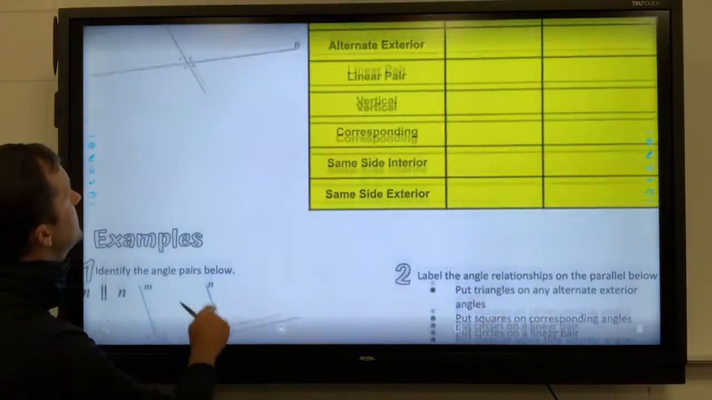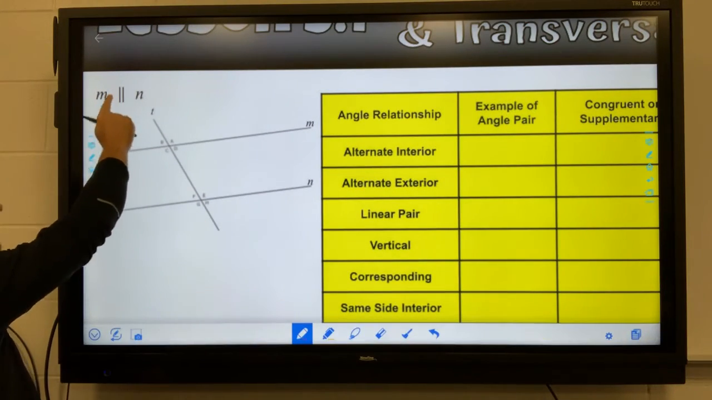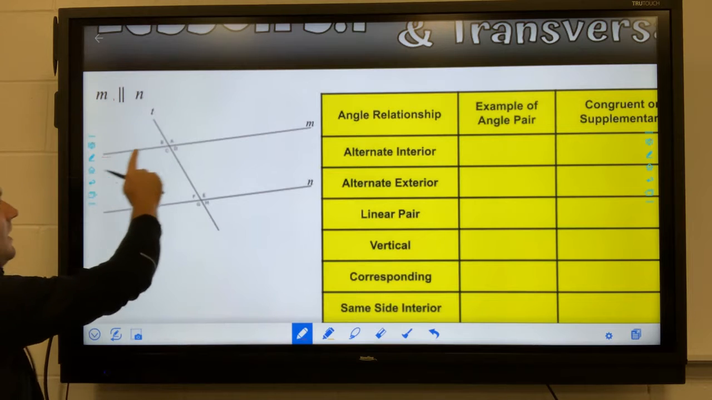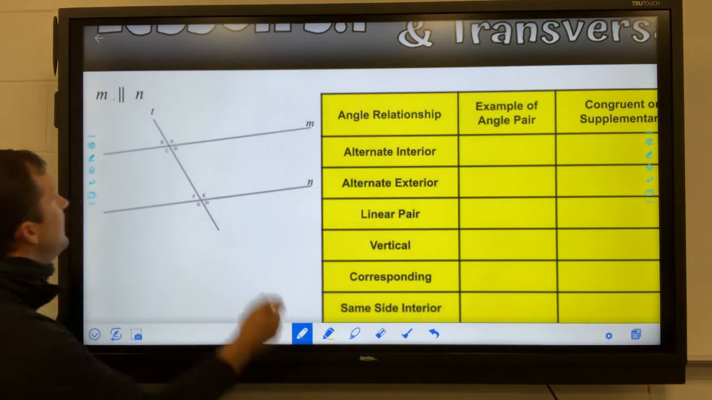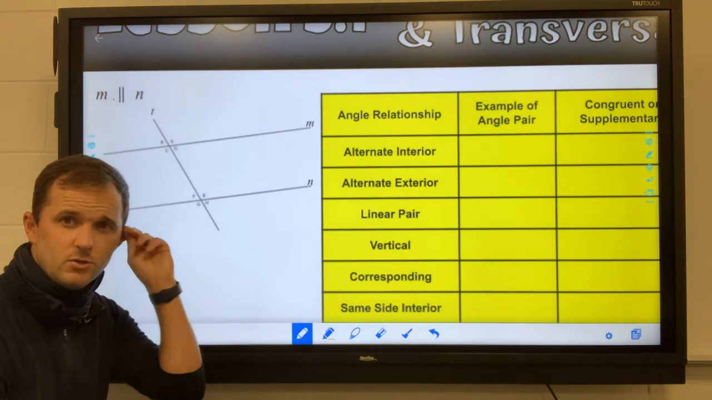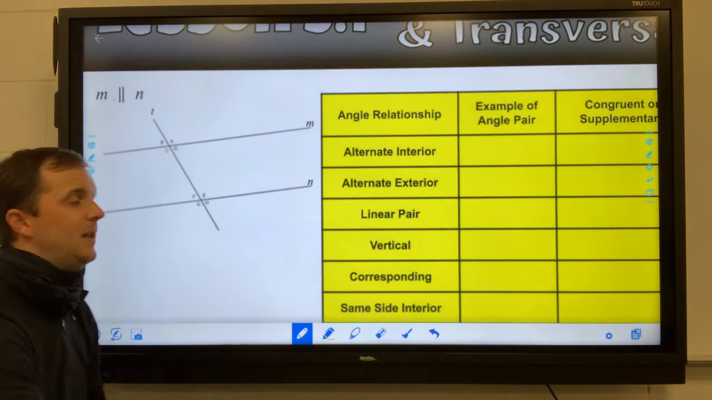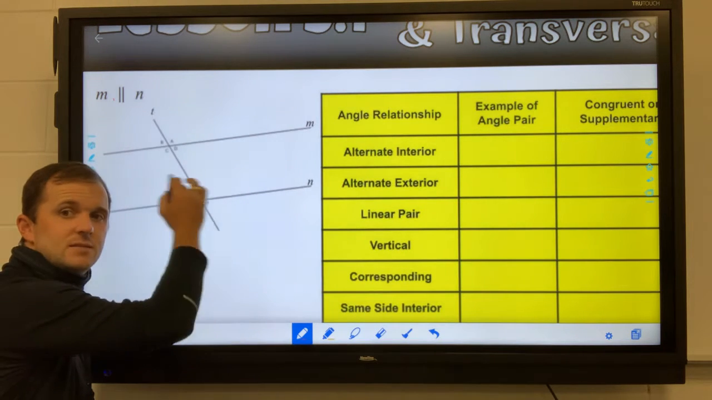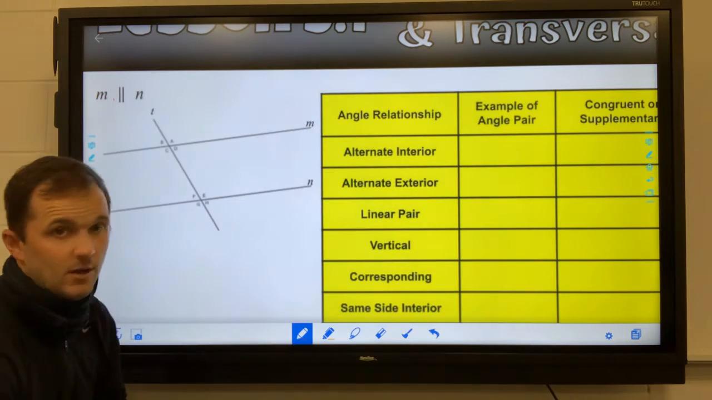On this, I have two parallel lines. It says M and N are parallel. That's what these two lines mean. So line M and line N are parallel to each other. And then there is line T going through them, and that is known as my transversal. A transversal basically cuts through both of the parallel lines. Again, M and N are my parallel lines. They're never going to touch. My transversal is the line that is going through both of those, okay?